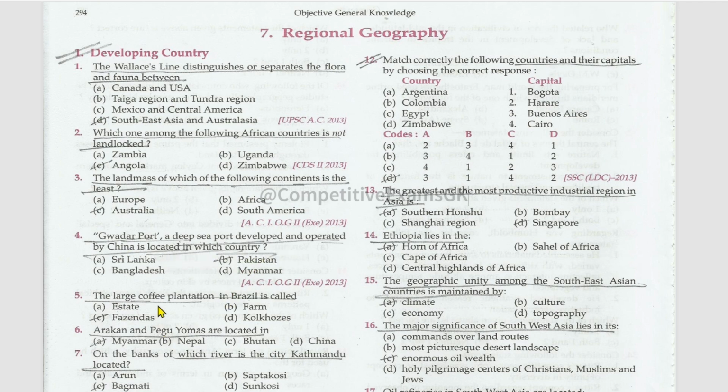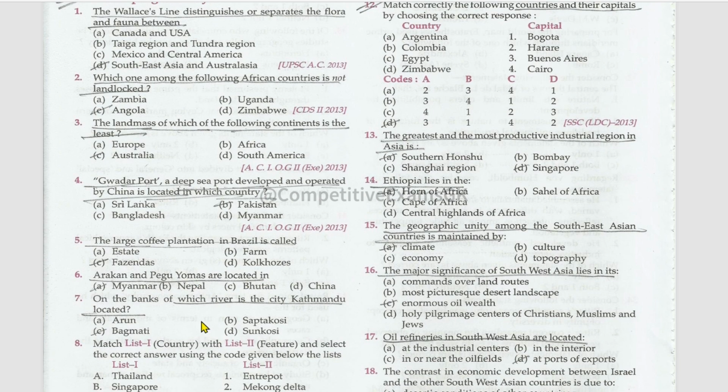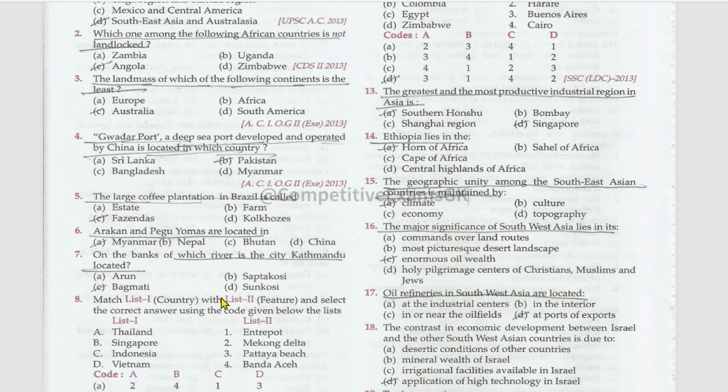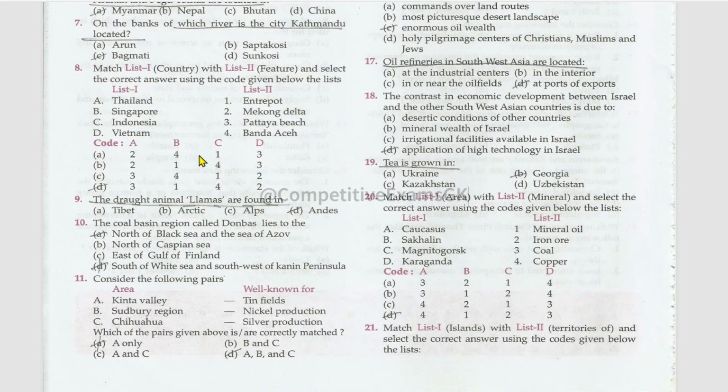Pakistan. The large coffee plantation in Brazil is called Fazendas. Arakan and Pegu Yomas are located in Myanmar. On the banks of which river is the city Kathmandu located? Bagmati. Next matching. List one of the countries and list two of the features. Thailand, Pattaya Beach, Singapore, Entrepot, Indonesia, Banda Aceh, Vietnam, Mekong Delta.